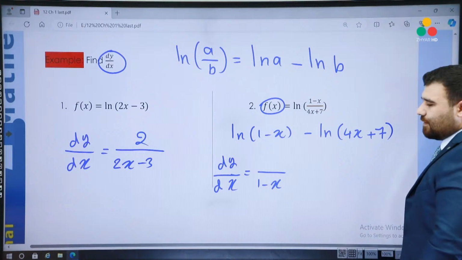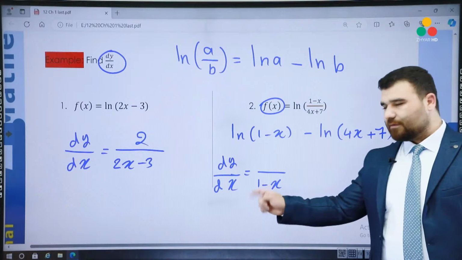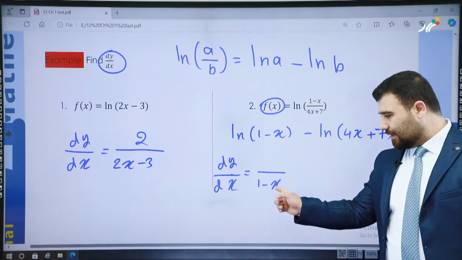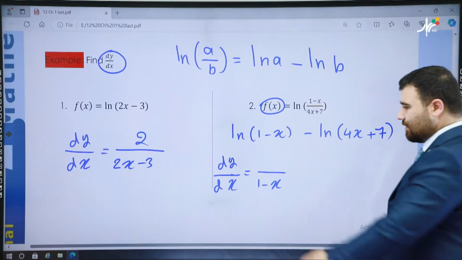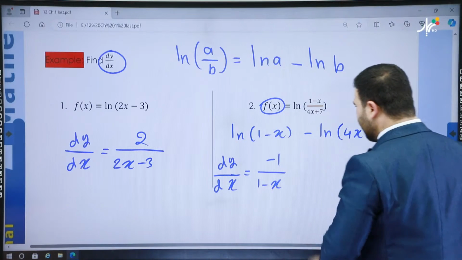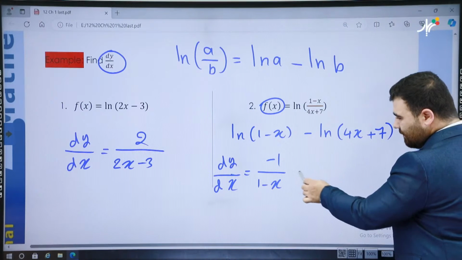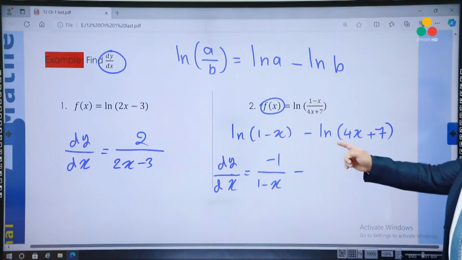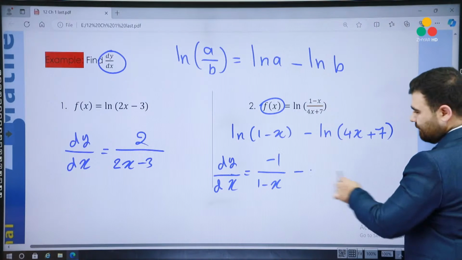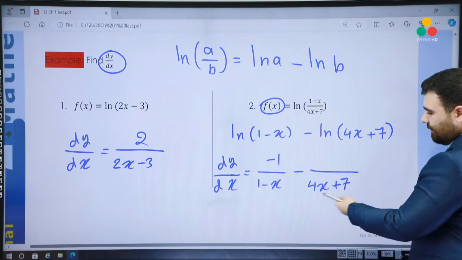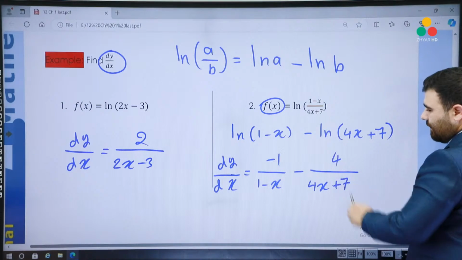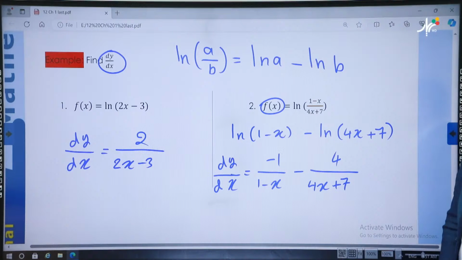What's the derivative of 1 minus x? Derivative of 1 is 0. Derivative of x is 1. So it will be 0 minus 1. 0 minus 1 is negative 1. This minus stays as it is. Ln of 4x plus 7. 4x plus 7 goes down. Derivative of 4x plus 7 is 4. So the 4 goes up.